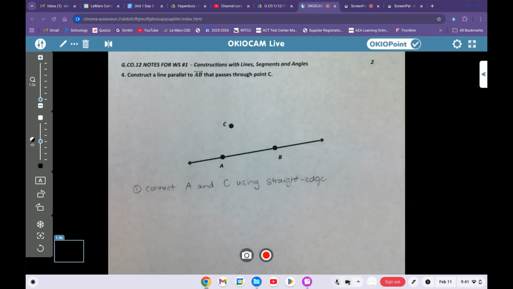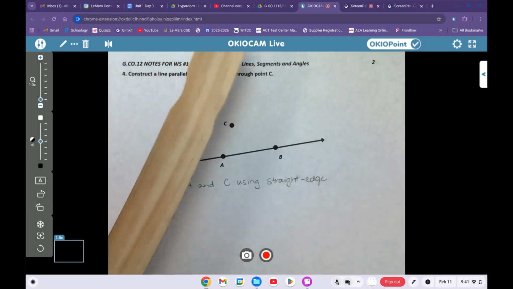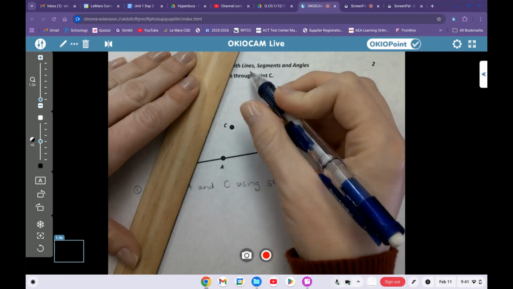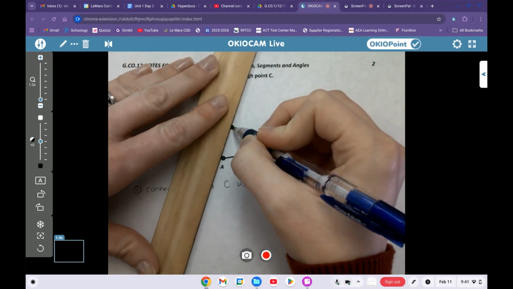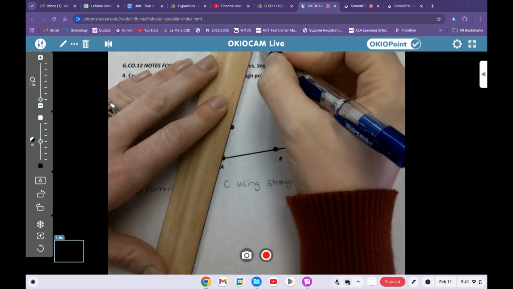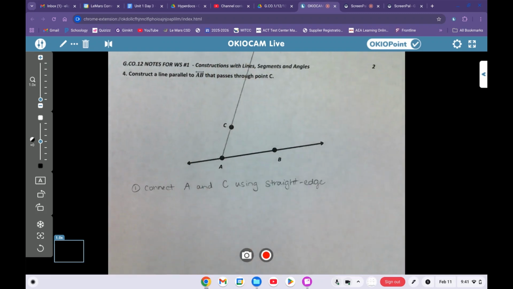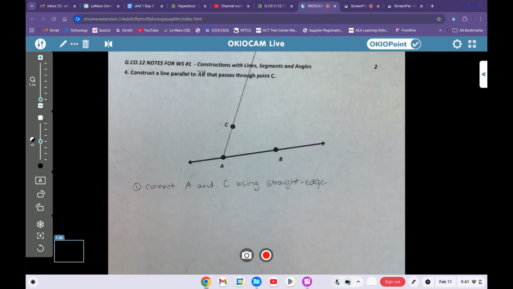Okay, so using my paint stick here, I'm just going to connect A and C. And when you connect it, I want you to go beyond C. Don't just stop at C, but have it go A to C, and then let's have it come up even farther. So I'm just going to make that line nice and long. So go ahead and do that. That's step one.